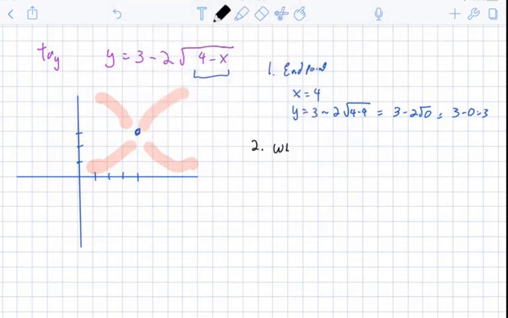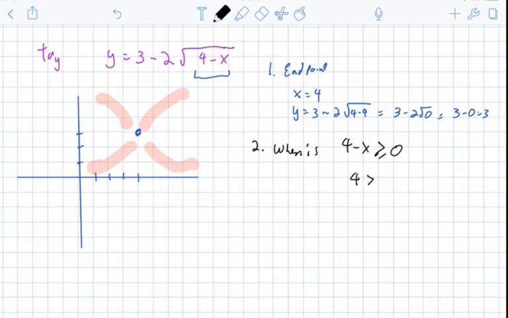When is 4 minus x bigger than 0? Move the x to the side. It's bigger when x is less than 4. So x is equal to 4 is right there. So x less than 4 is this region here. Right? So that means that these two are out. It's got to be the top or the bottom remaining.